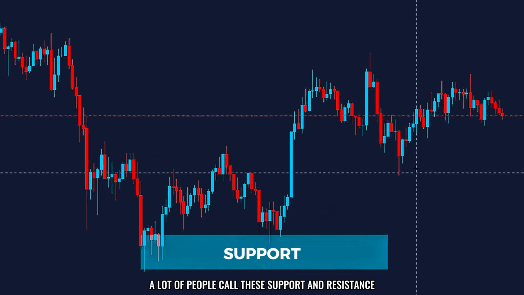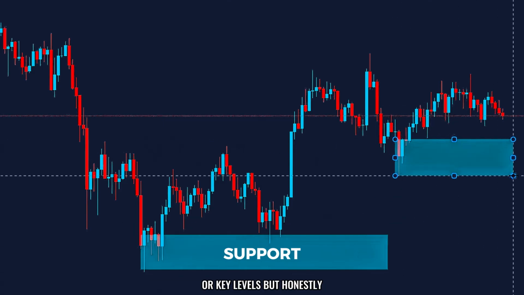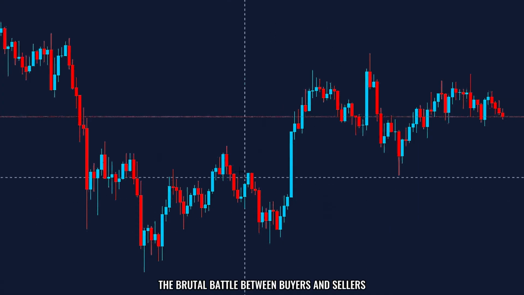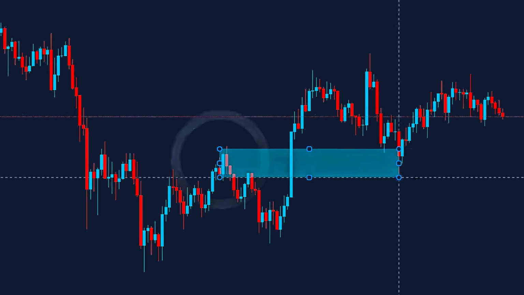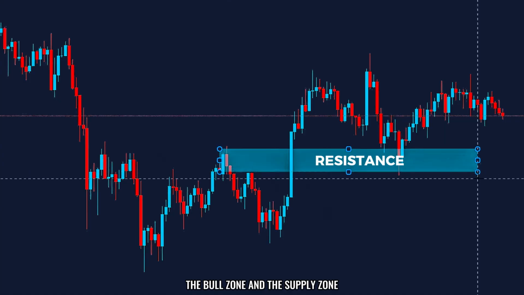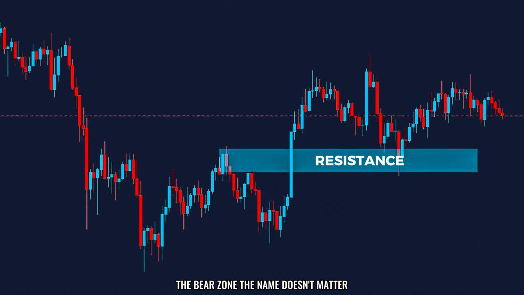A lot of people call these support and resistance or key levels, but honestly, those textbook terms don't reflect the true nature of the market, the brutal battle between buyers and sellers. It's much easier to visualize if we call the demand zone the bull zone and the supply zone the bear zone. The name doesn't matter. What matters is understanding the dynamic of the money flowing in.